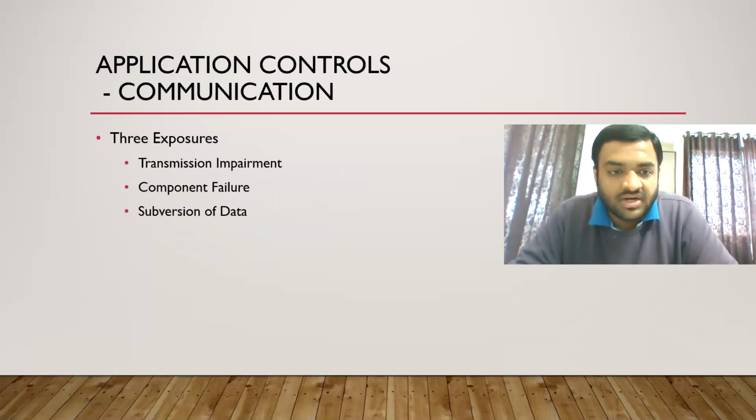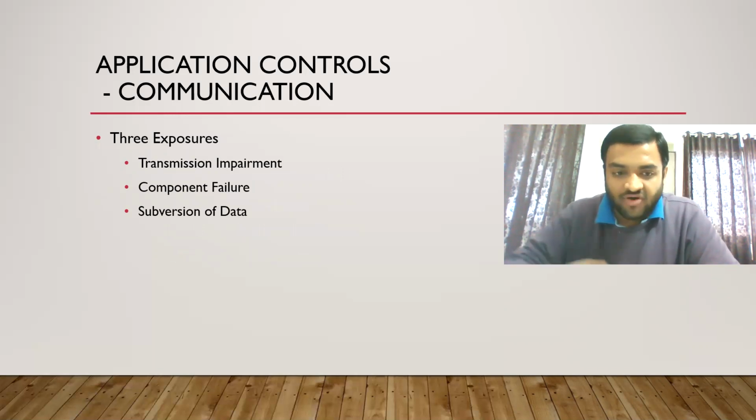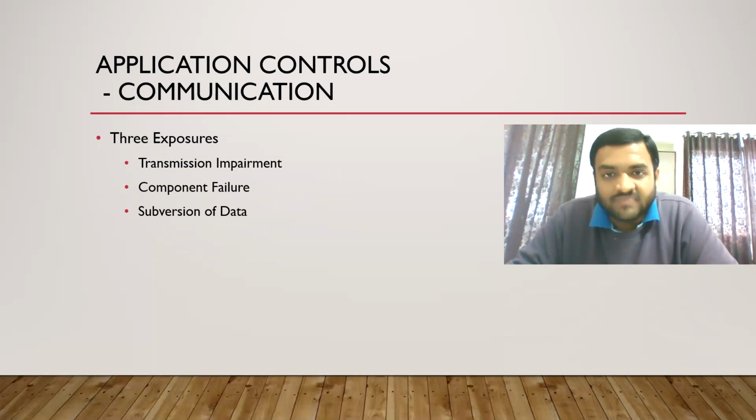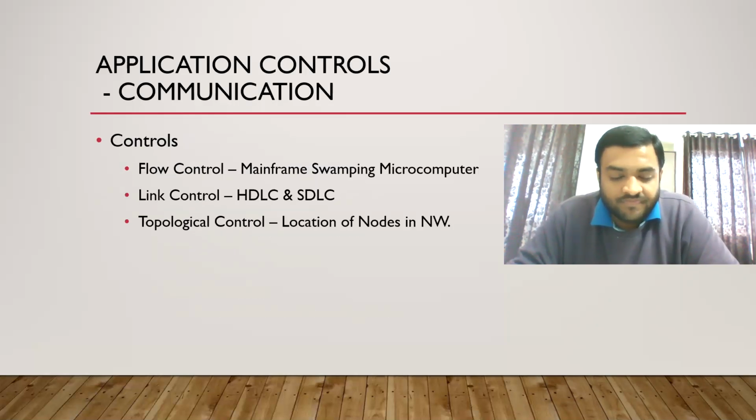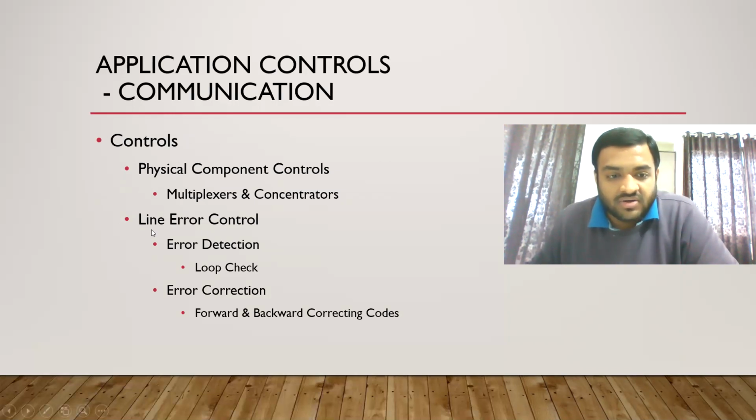See, in communication controls, the three exposures, this is transmission impairment. What we are doing is a parity bit check, to make sure that the information that is being sent and the information that is being received is the same thing. We have a control here, called line error control. We will verify line by line the data which is being sent and the data which is being received.